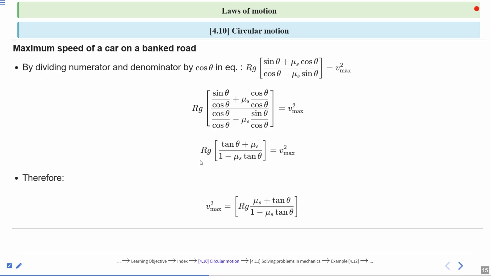Therefore, we can say v square max, that is, the maximum speed of a car on a banked road, is equal to rg (mu s plus tan theta) divided by (1 minus mu s tan theta). So this is the maximum speed. Clear? Here r is the radius and g is the acceleration due to gravity. Before starting the derivation of the maximum speed of a car on a banked road, we considered r as the radius and g as the acceleration due to gravity.